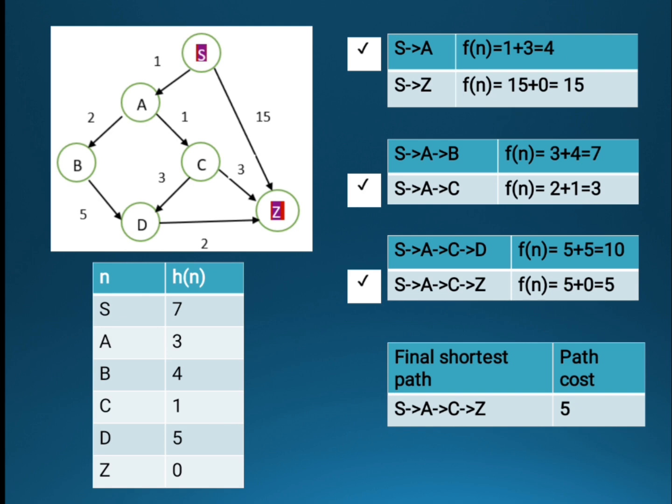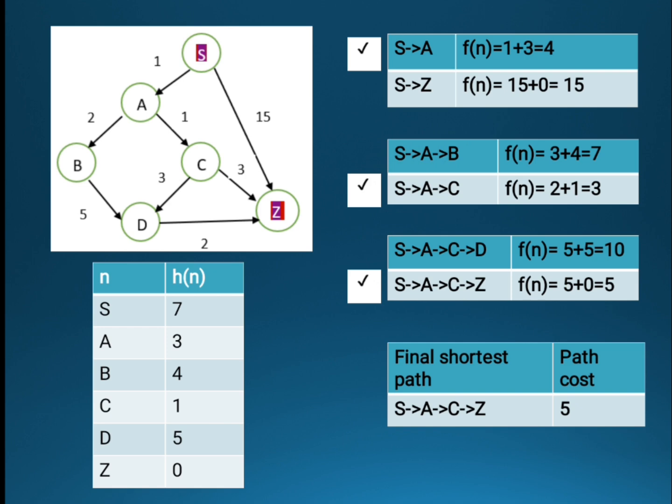Then we apply the same for S to Z. The distance from S to Z is 15, that is g of n, plus the h of n value from the table, which is 0. So 15 plus 0 is equal to 15. When finding the cost for S to A and S to Z, we can easily understand which has the lowest cost path. To explore further, we need to choose only the node which has the lowest cost path. So, we are going to explore from S to A.